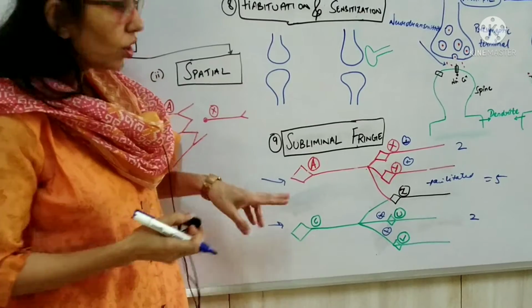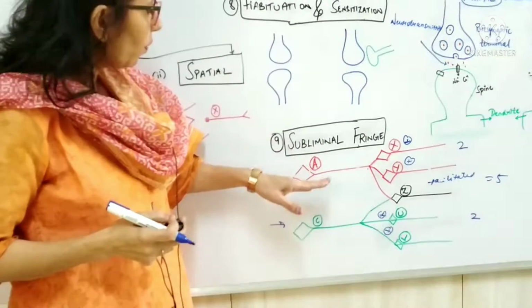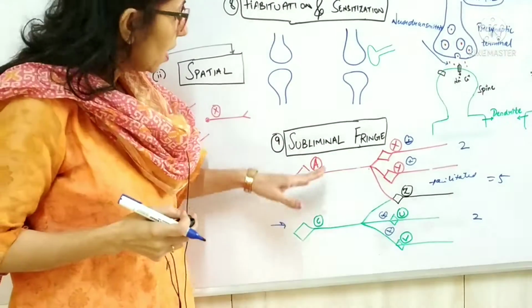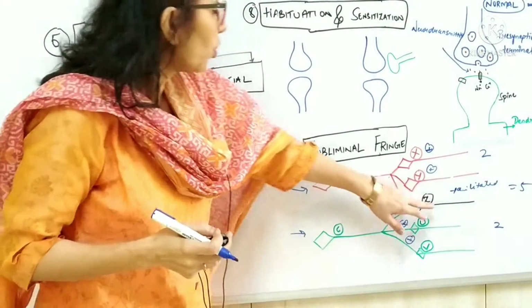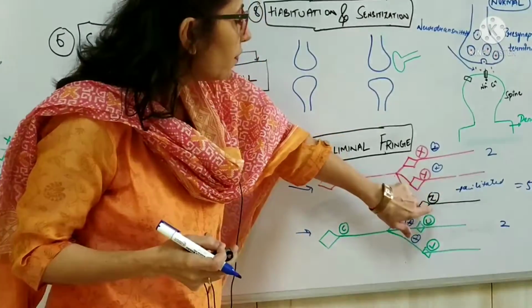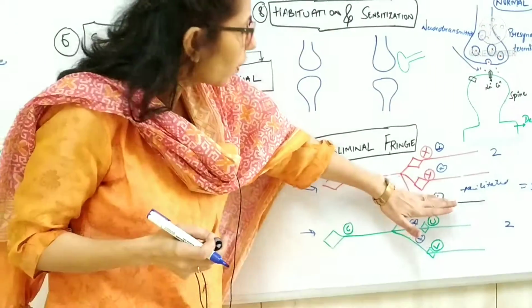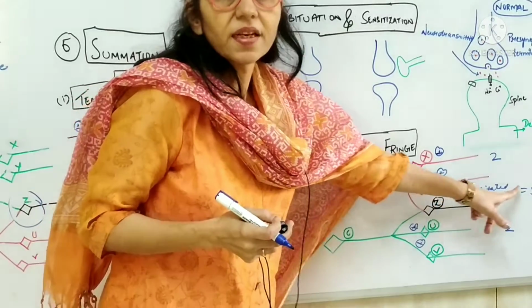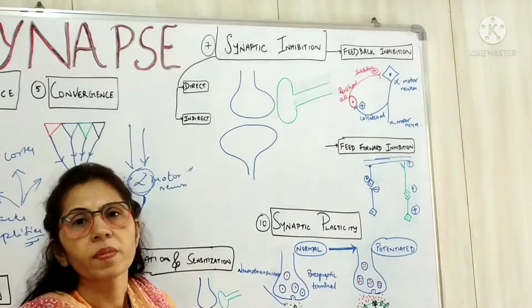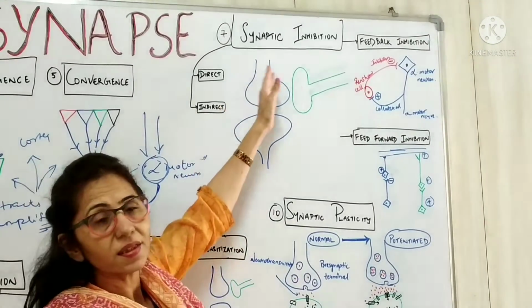So the sum total of response will be much greater when you stimulate both A and C together compared to when you are stimulating them separately. That is because of the property of subliminal fringe. This neuron Z was in the fringe zone, and now when they add up, it will get facilitated and it will fire. So the next important property is synaptic inhibition.